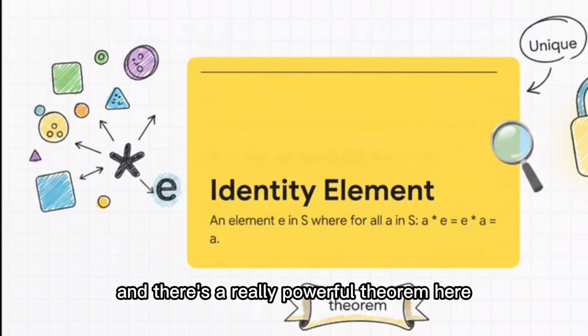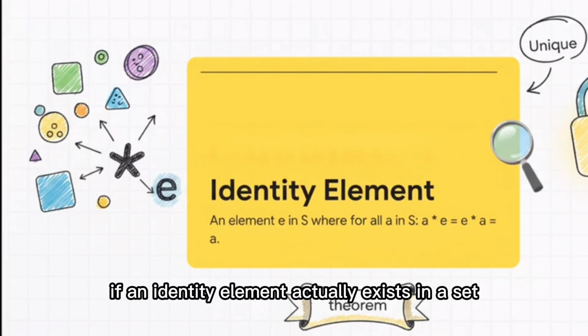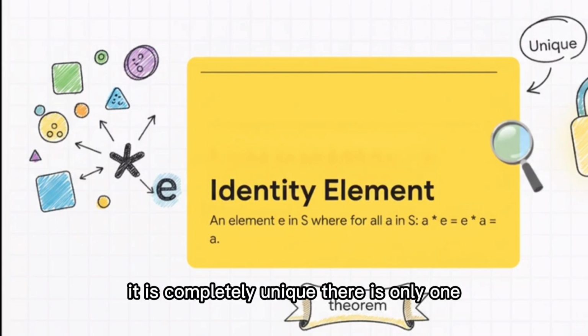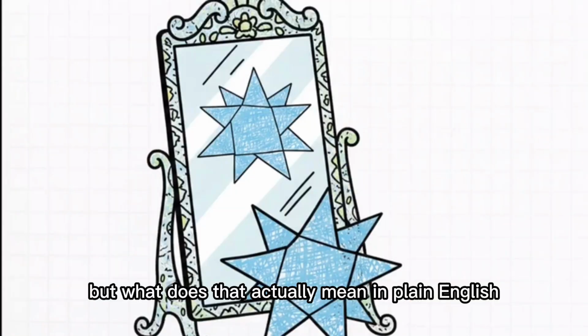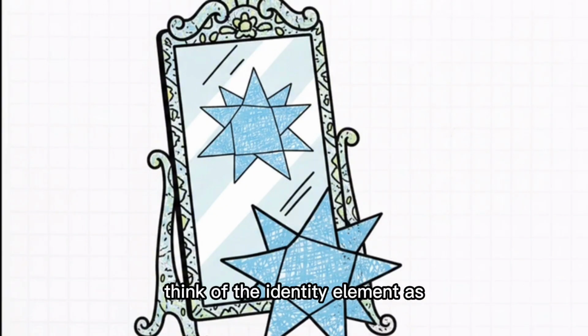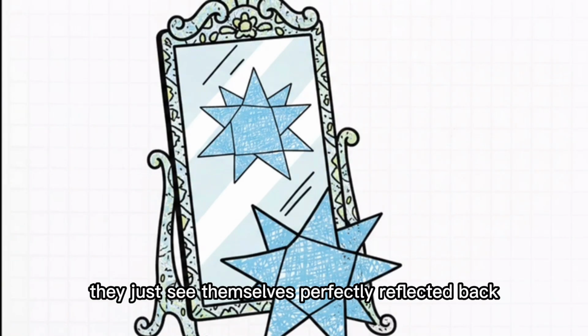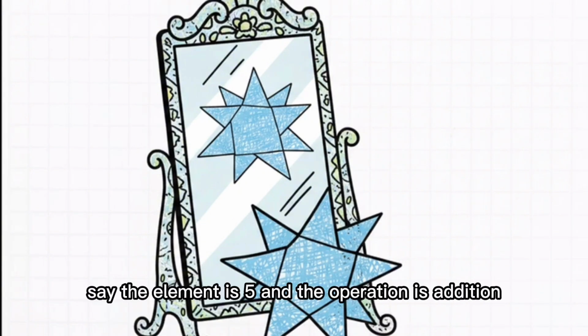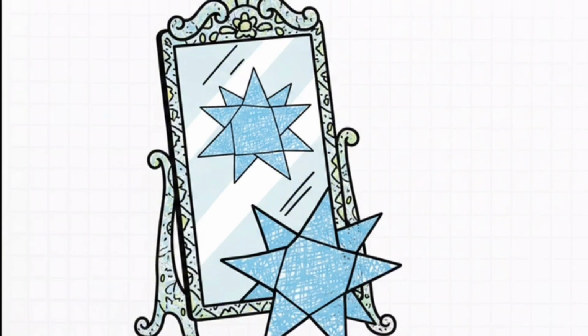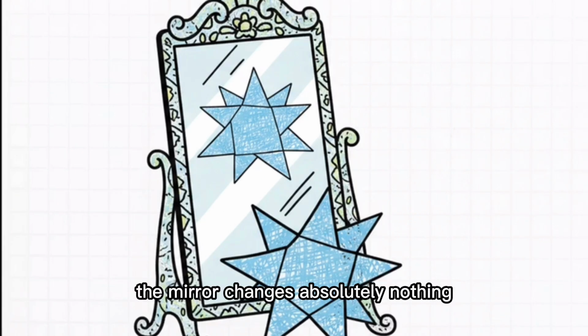And there's a really powerful theorem here. If an identity element actually exists in a set, it is completely unique. There is only one. But what does that actually mean in plain English? Think of the identity element as the mathematical mirror. No matter who stands in front of this mirror, they just see themselves perfectly reflected back. Say the element is 5 and the operation is addition. The mirror is 0, right? Because 5 plus 0 is just 5. The mirror changes absolutely nothing.